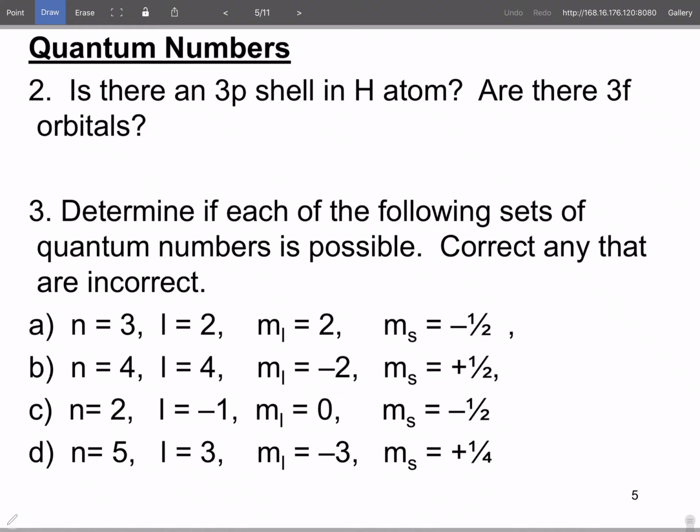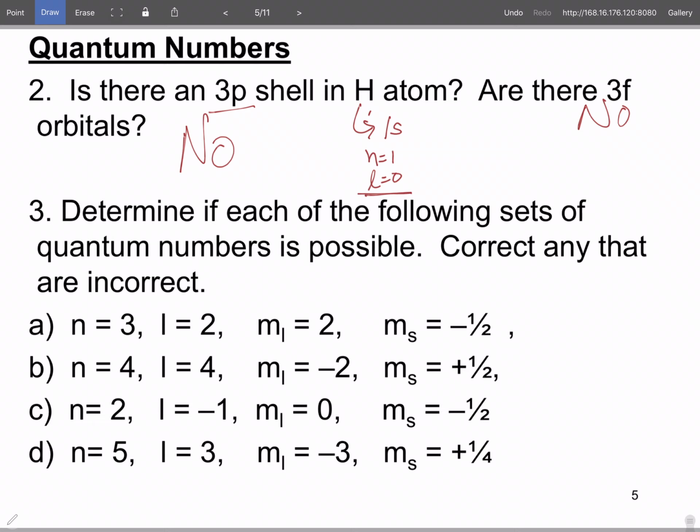So the question says, is there a 3p shell in the hydrogen atom? And the answer is no. And the answer is no for 3f's, because the hydrogen is in the 1st energy level. So the only thing the 1st energy level has is an S, because n is equal to 1, so L has got to be equal to 0. Because a P is L is equal to 1, and an F is L is equal to 2. No, 3. Doesn't matter. We cannot go beyond L is equal to 0.